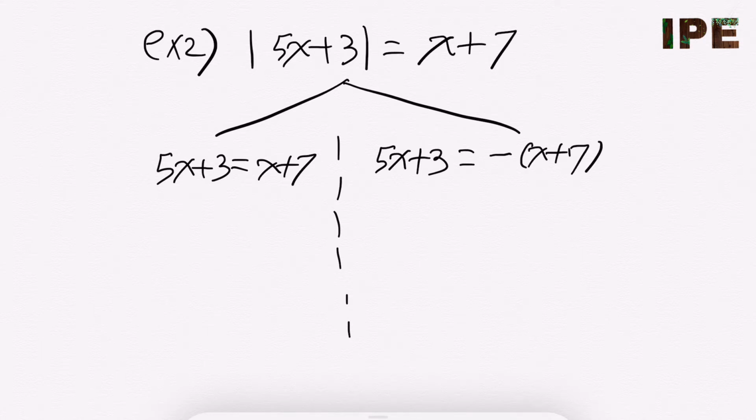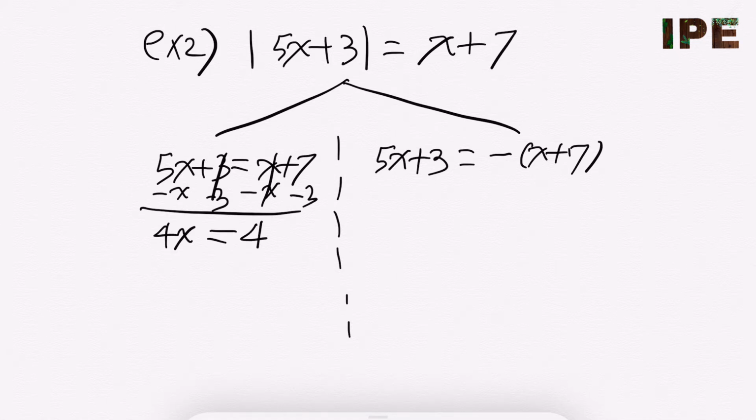So in the first equation, subtract x. 5x minus x is 4x. And then subtract 3 from both sides. That is equal to 7 minus 3, which is 4. So x equals 1. Let's solve the second equation.